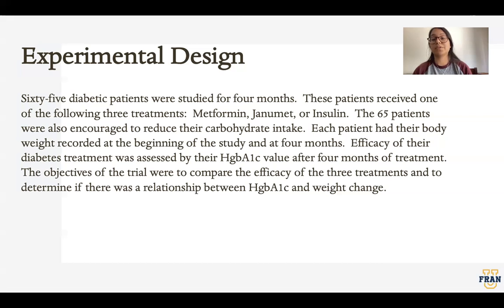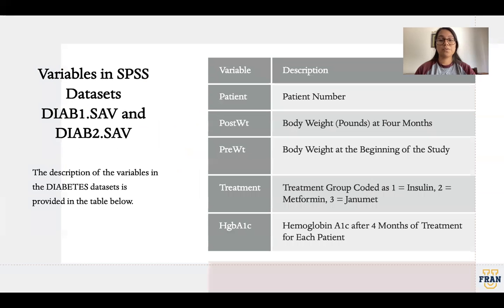The objective of the trial was to see the efficacy of the 3 different treatments and to determine if there was any kind of relationship between hemoglobin A1C and weight change as well. So the data set I was provided had the patient numbers, post weight, and pre-treatment weight at the beginning of 4 months and at the end of 4 months. It was divided also between the 3 treatments, insulin, metformin, and Janumet, and their hemoglobin values at the end of the 4 months.